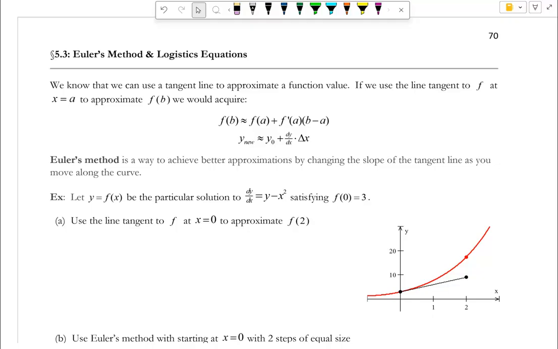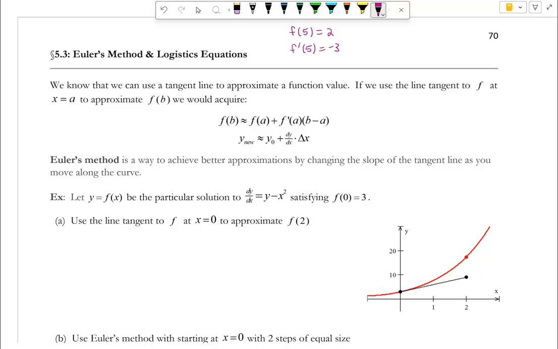So let's start with Euler's method, and let's think about what we do when we use a tangent line or a linear approximation to approximate a value. Let's say that I know that f of 2 is 3, and that f prime of 2 is negative 3.